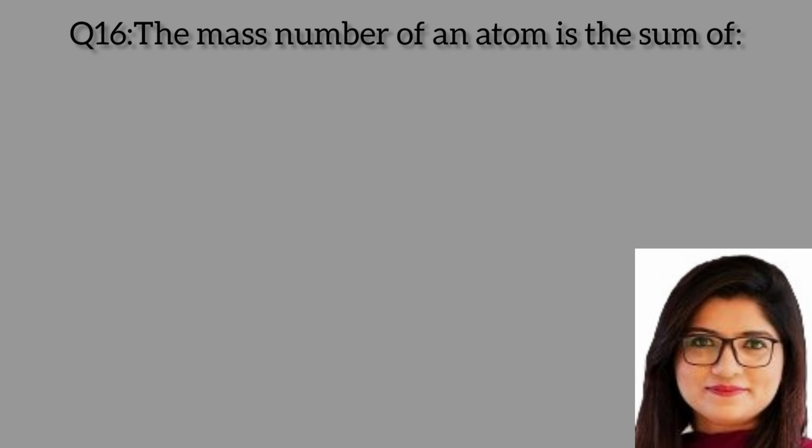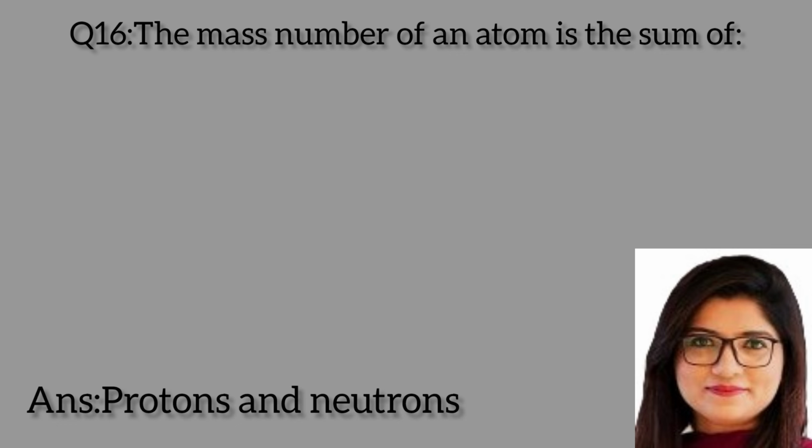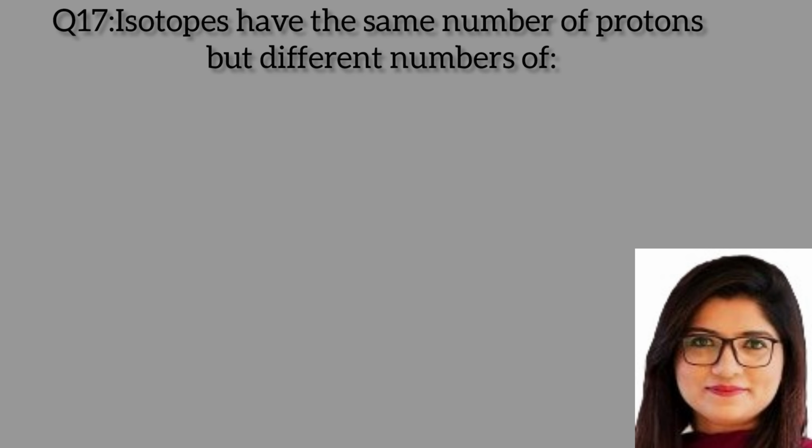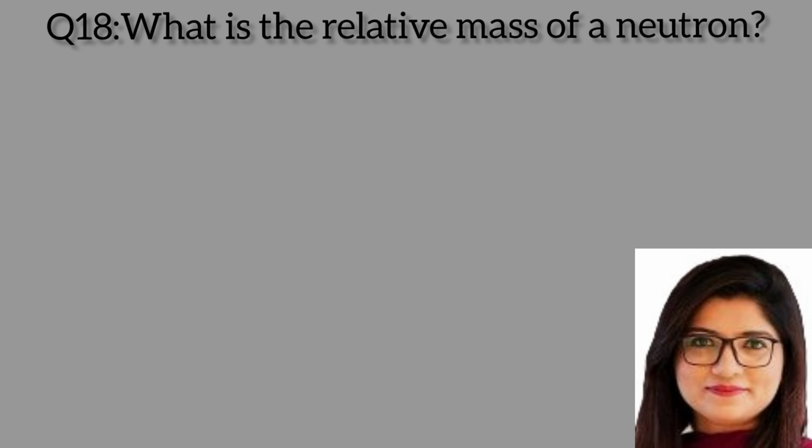Question 16. The mass number of an atom is the sum of? Answer: protons and neutrons. Question 17. Isotopes have the same number of protons but different numbers of? Answer: neutrons. Question 18. What is the relative mass of a neutron? Answer: 1 atomic mass unit.